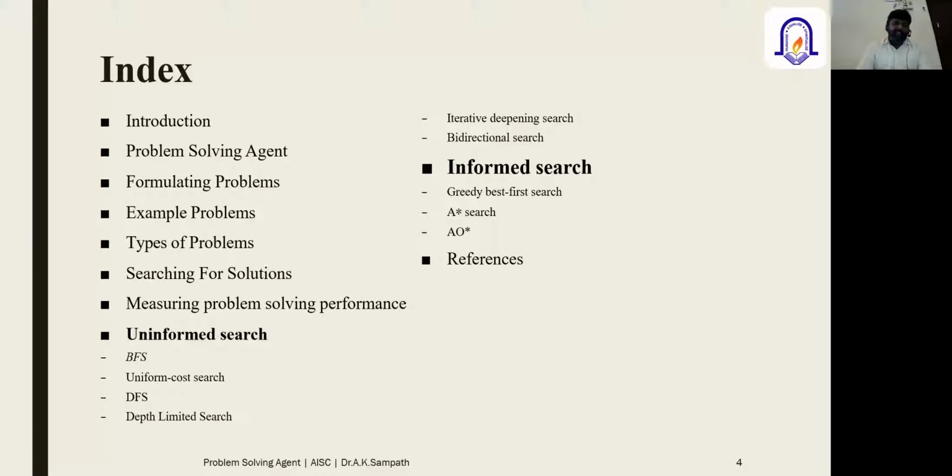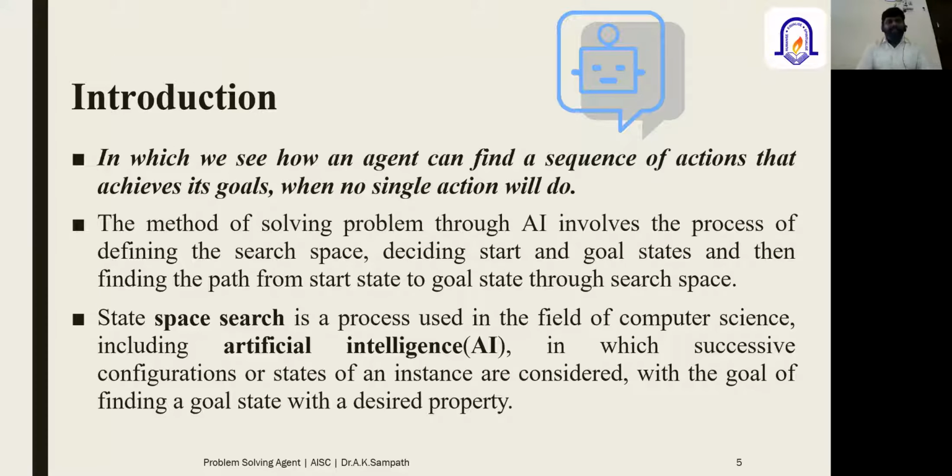Then in the later part, we'll have a discussion on uninformed search. Under that, we are going to discuss different searching methods, and then also we'll discuss informed search. Then we started discussing the search space. This is a quick recap, and I'll quickly cover it in maybe a few minutes.